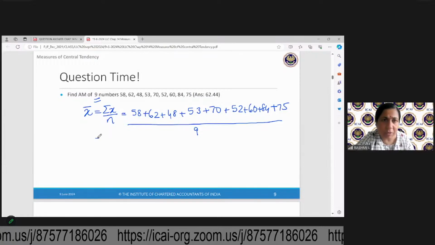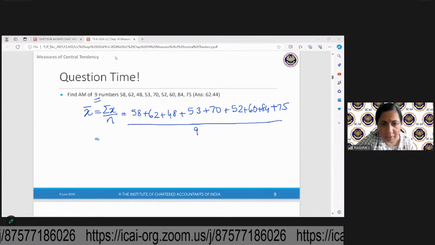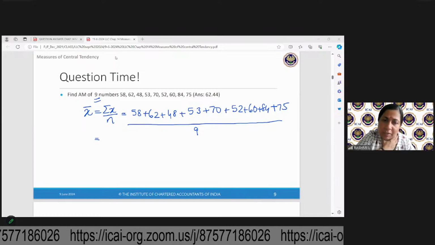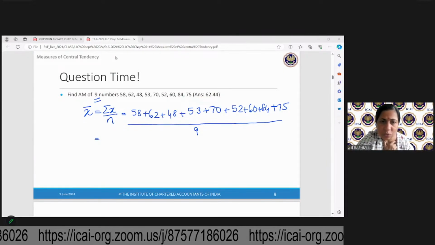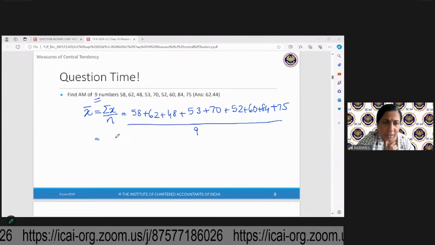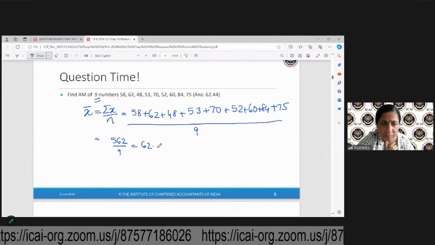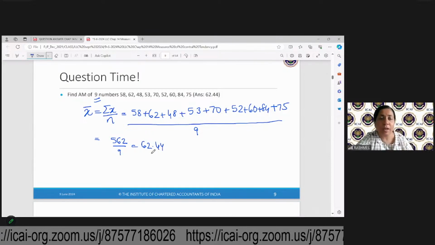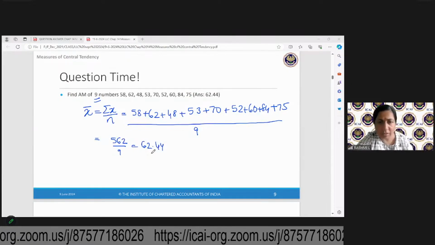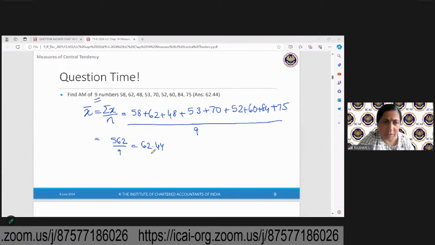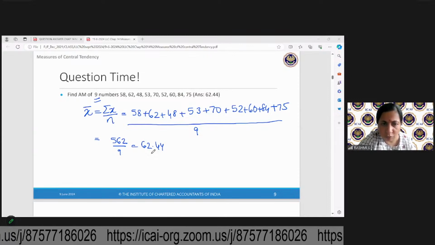So can anybody give me summation x? What is the value of summation x? Abhinandan, very good. Abhinandan, can you give me summation x? 562. Anushka is saying 562 upon 9. Is she correct? Okay, this is Anushka and Abhinandan's figures. Natasha is saying 62.45. Yes, Abhinandan 562. Reshma is saying 62.44.